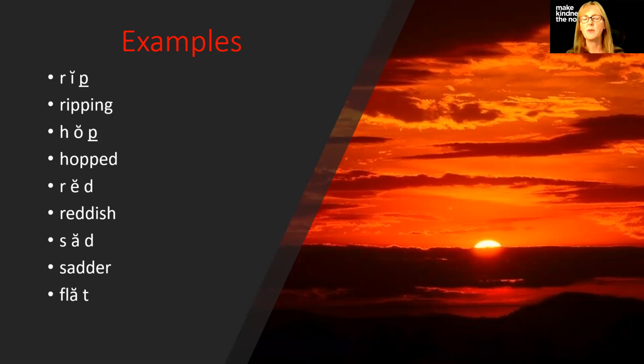Same with flat. We have one syllable, we have one vowel, and we have one consonant following the vowel. We're going to double that consonant to be flatten. There it is. E is also a vowel. So we'll double the consonant T and add EN. Pretty great, pretty easy, huh?